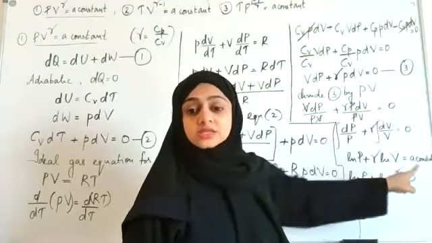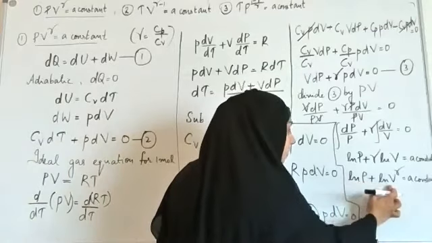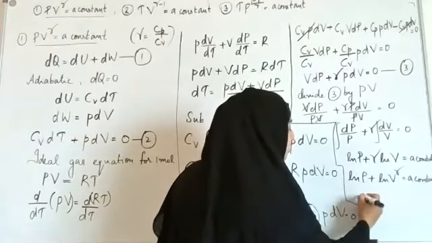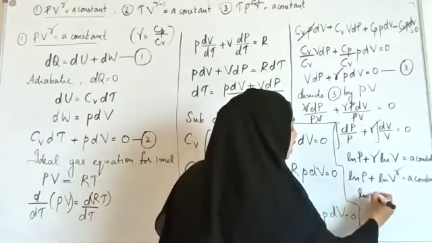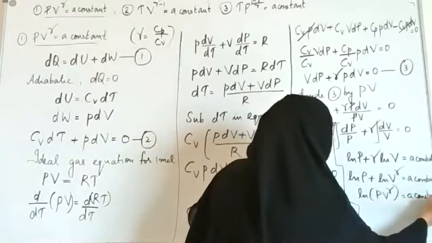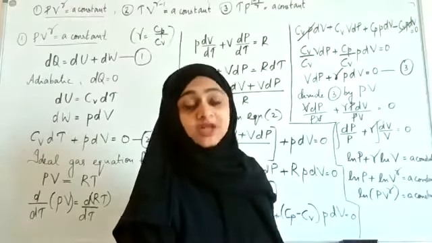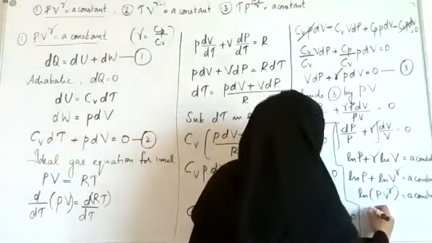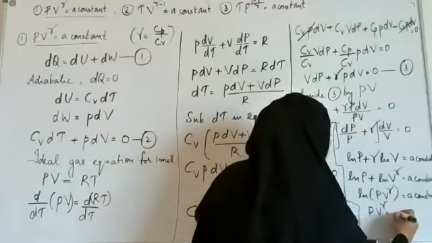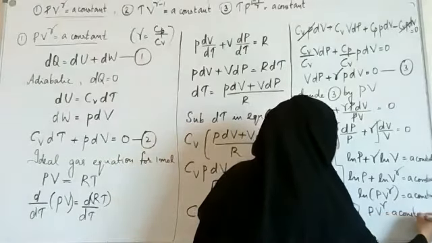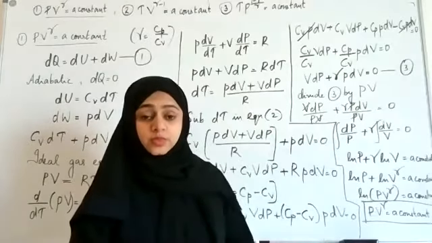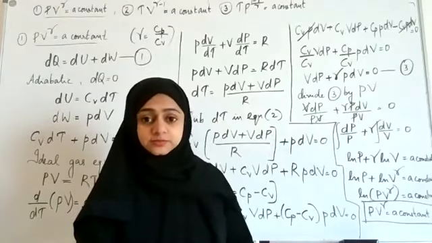Now I'm going to write this as log A plus log B is equal to log A into B. So this is log of P V raised to gamma equal to a constant. Log of a quantity is a constant, which means what? That quantity will be a constant. So P V raised to gamma equal to a constant. So we have derived the first expression. Is this clear to you? How we derive the first expression?